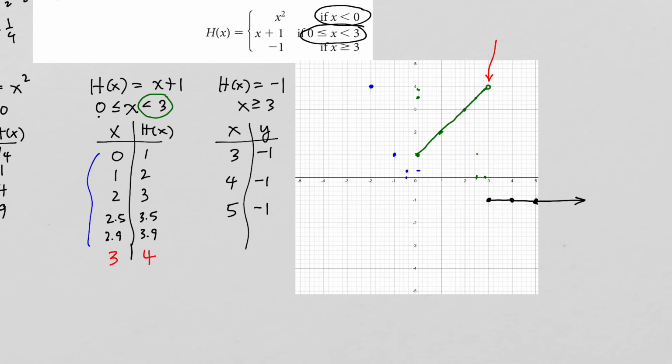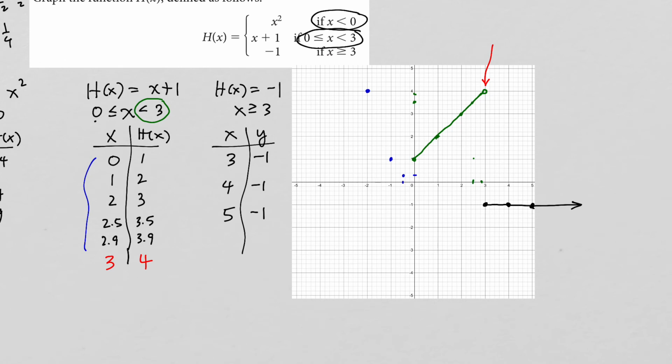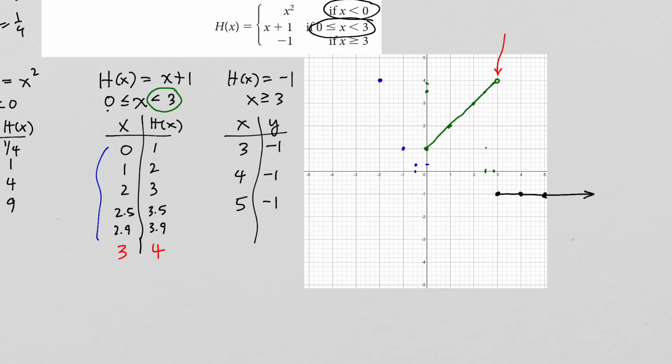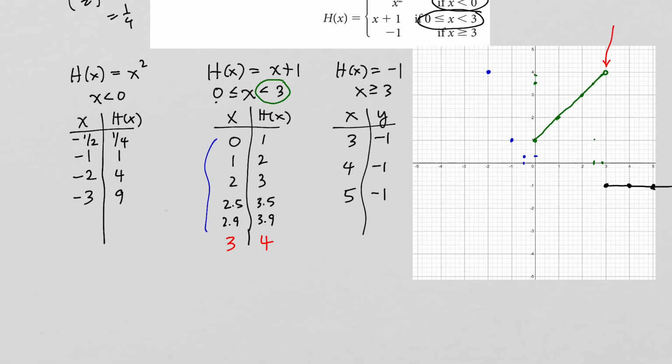That is the point 3, 4. But I have to keep it hollow because we can't actually plug in 3, right? Because it's not included, okay? And for the first piece of the graph that we got, you can see that if you connect these points, it looks something like this, and it's coming down, down, down, down, and we're wondering, well, where would that one have gone?